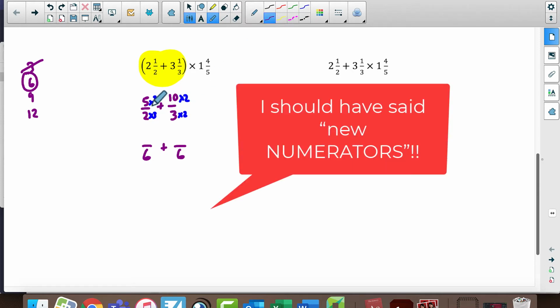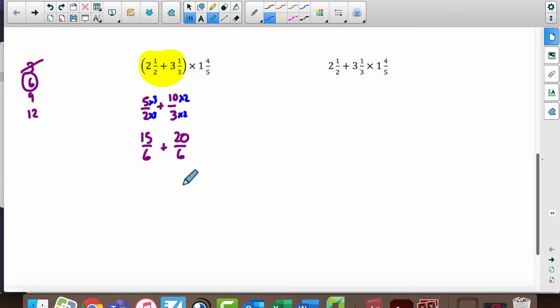So what are your new numerators? 5 times 3 is 15. And 10 times 2 is 20. Now we can add these together. Keep the denominator the same and add the numerators. 15 and 20 is 35, and you're done. Now, don't switch this into mixed. Don't do it. You know why? Because you're going to be multiplying next, and you have to change them into improper. So what's the point of putting into mixed and then putting it back in improper, right? You should make sure it's in lowest terms. Is it? Let's see. What goes into 35? 7 and 5, but those don't go into 6.